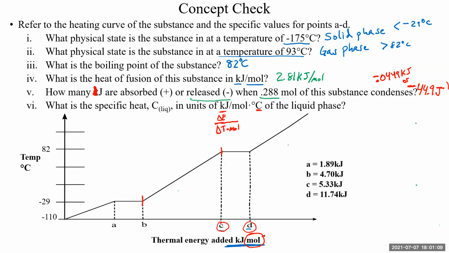All we do is we go from point B to point C. Let's calculate this one at a time. Let's calculate delta E first. Delta E, the change in energy in kilojoules, is going to be the energy at point C minus the energy at point B. So that's 5.33 kilojoules minus 4.7 kilojoules, and that's going to equal 0.63 kilojoules. By the way, notice this is a relatively small number.